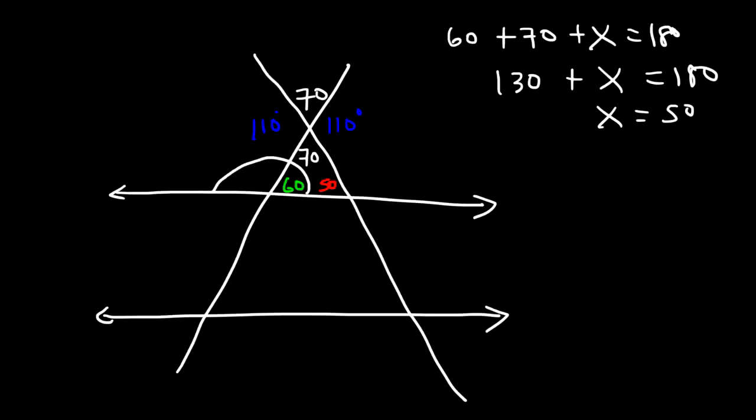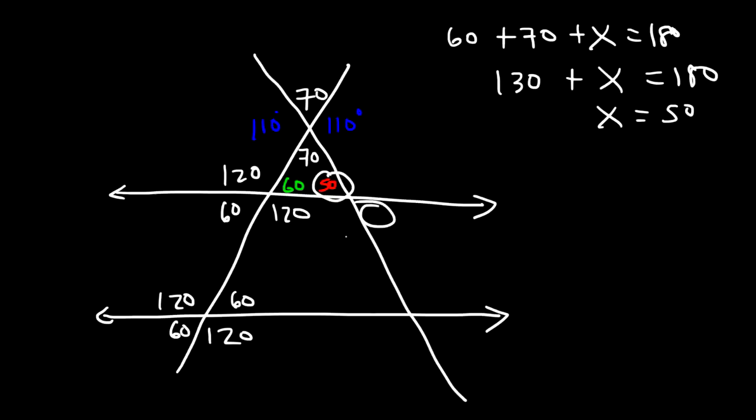Now those two are supplementary, which means this must be 120. 120 plus 60 adds up to 180. So that's 60, that's 120. Now, these two are corresponding angles, so therefore this is 60. These two are alternate exterior angles, so they're congruent. This is 120. And these two are alternate interior angles, so that's 60. And this is going to be 120, since these two are vertical angles.